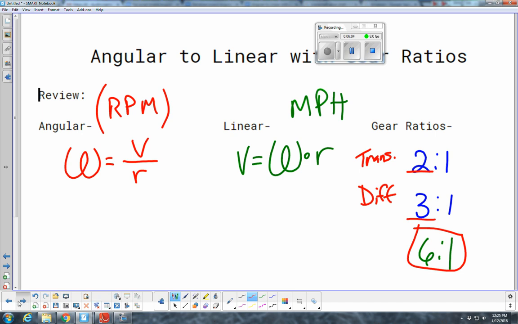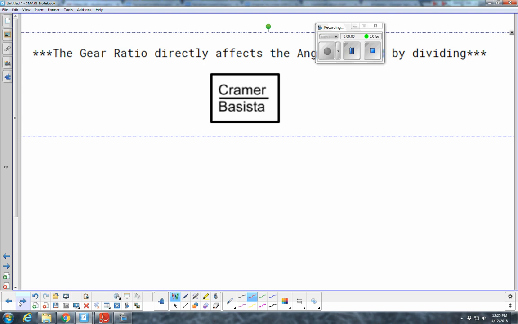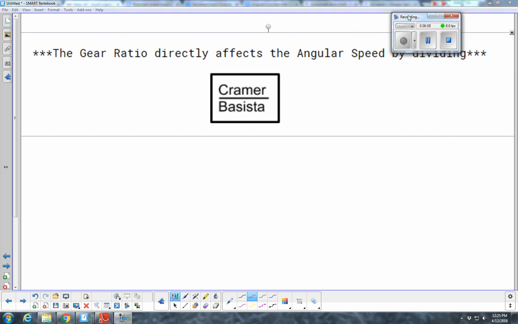So what are you really doing here? It's just a combination of the lessons I taught, which was angular and linear velocities, divided by what Basista taught, which was gear ratios. So you take Kramer, you divide by Basista, bam. You have a linear speed with the gears in it. That's what we're doing, okay? So that's the idea. So the gear ratio is directly affected by, and all you have to do is divide, okay? All you have to do is divide, okay? So let's look at an example of how this works.